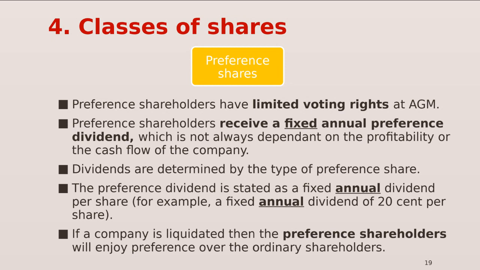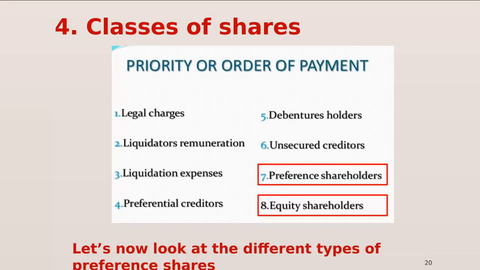So that is what preference shares are about. On an annual basis, preference shares generally have a fixed dividend. So now I'm putting up a small slide about how, in the case of a liquidation, who gets paid, right?